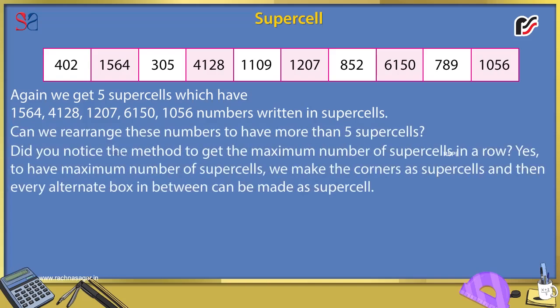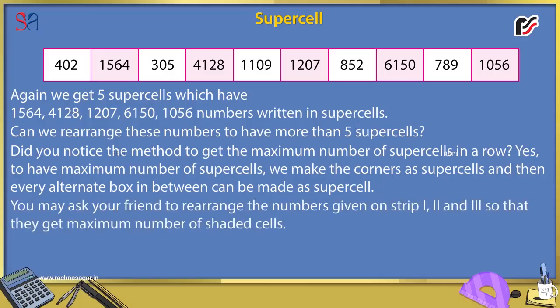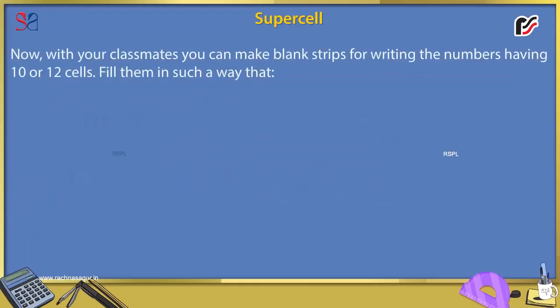Did you notice the method to get the maximum number of supercells in a row? Yes, to have maximum number of supercells, we make the corners as supercells and then every alternate box in between can be made as supercell. You may ask your friend to rearrange the numbers given on strip 1, 2 and 3 so that they get maximum number of shaded cells. Now, with your classmates, you can make blank strips for writing the numbers having 10 or 12 cells.